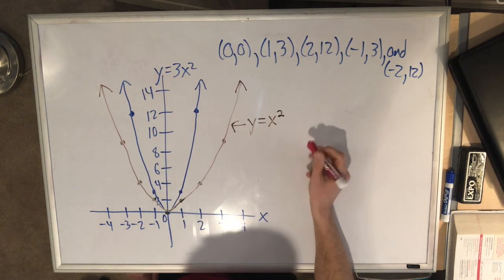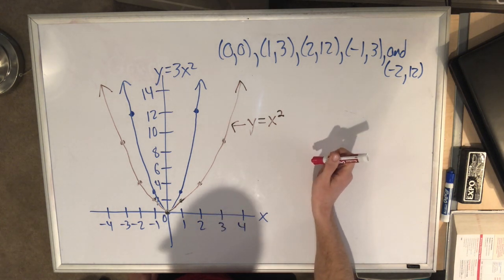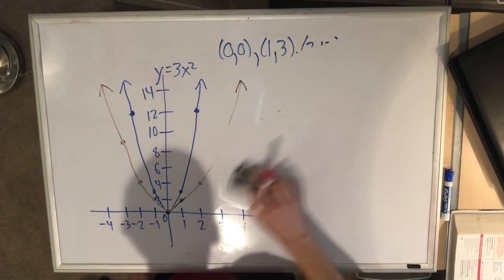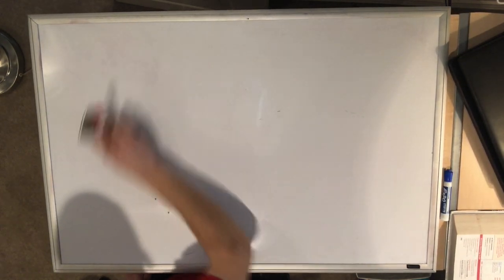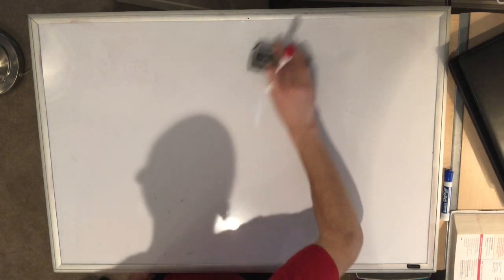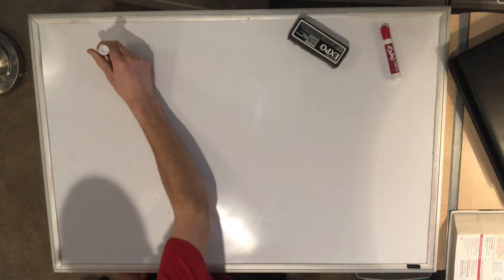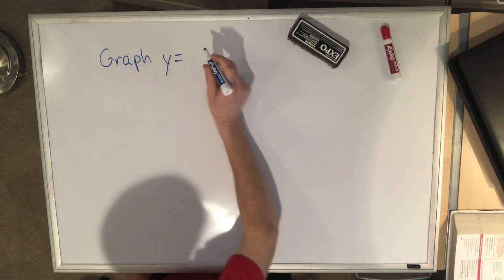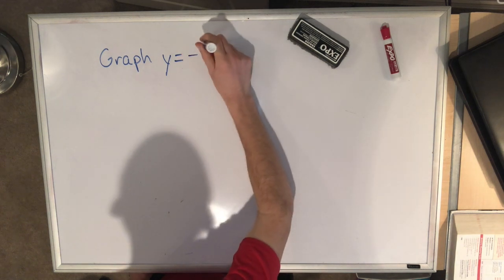Now let's look at example 2. Graph y equals ax squared, where the absolute value of a is less than 1. And remember, absolute value means the positive version of the number. So the absolute value of -3, for example, is +3, or the absolute value of 5 is +5. All right, so this time let's graph y equals the quadratic function -1/4 x squared.